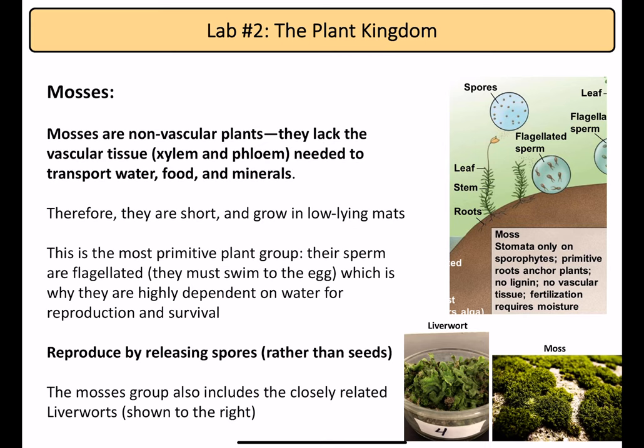They're also highly dependent on water. They need water not only for survival, but for reproduction, because the sperm has to be in a thin film of water to swim to the egg. So you will only find mosses growing in damp, dark, moist places. They need water. And lastly, they reproduce by releasing spores, which we'll talk about later on. Spores are different than seeds. Think of spores as the more primitive means of reproduction for the plant kingdom.